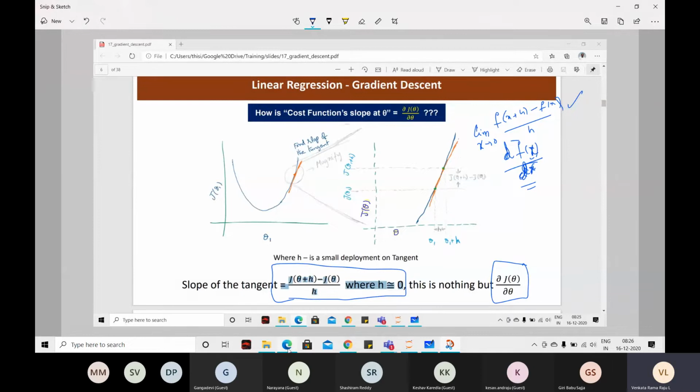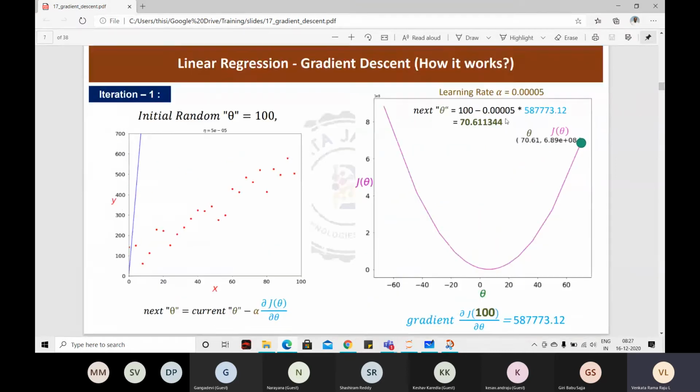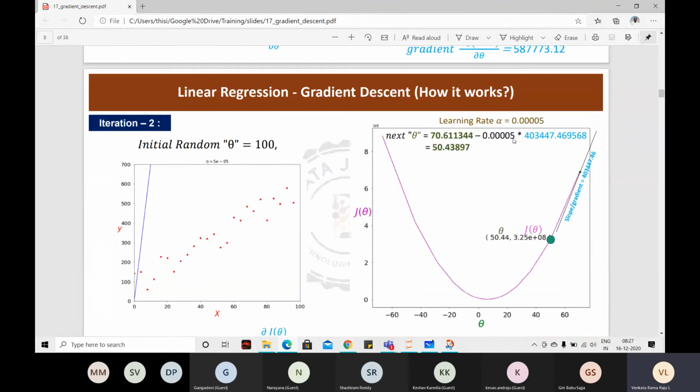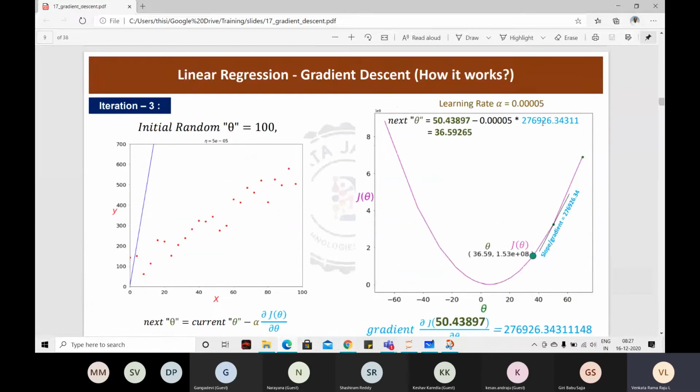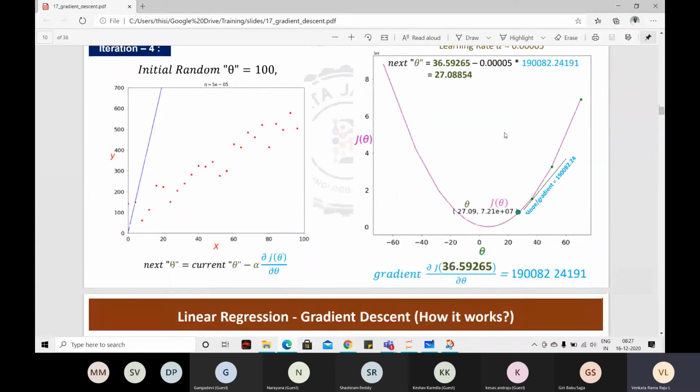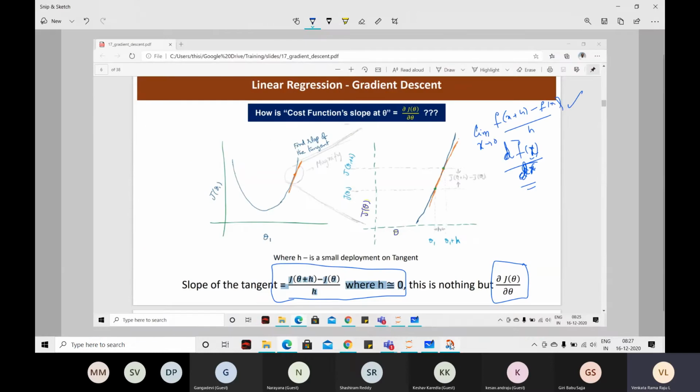Got it? Using that, I am reducing the slope of the tangent from the current theta. Reducing slope, reducing slope, reducing slope. You see this here. To calculate slope, I am using the derivative formula. Why the derivative formula? Because whatever the slope of the tangent is, that is the derivative formula. We got to know that now. Any questions? Understood? Why are we using the derivative there in the gradient descent algorithm? Understood?